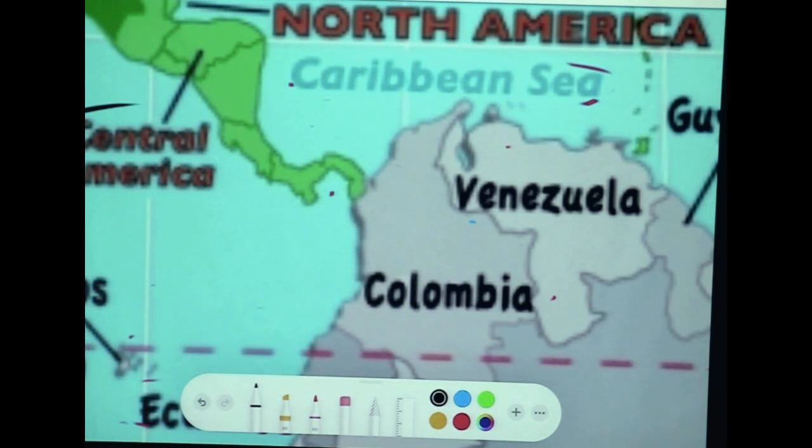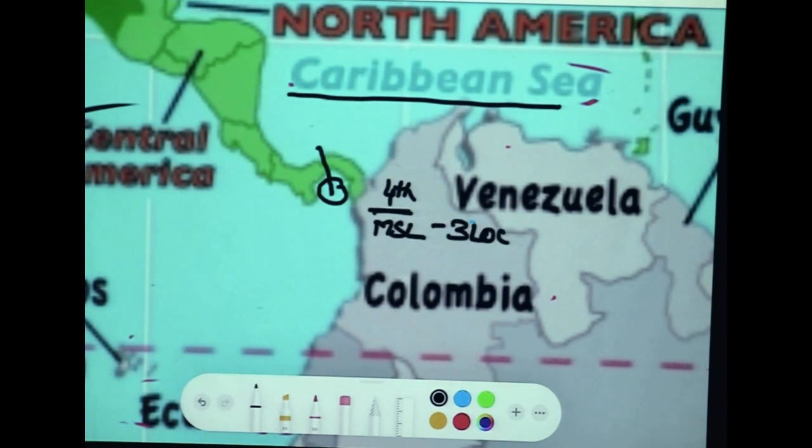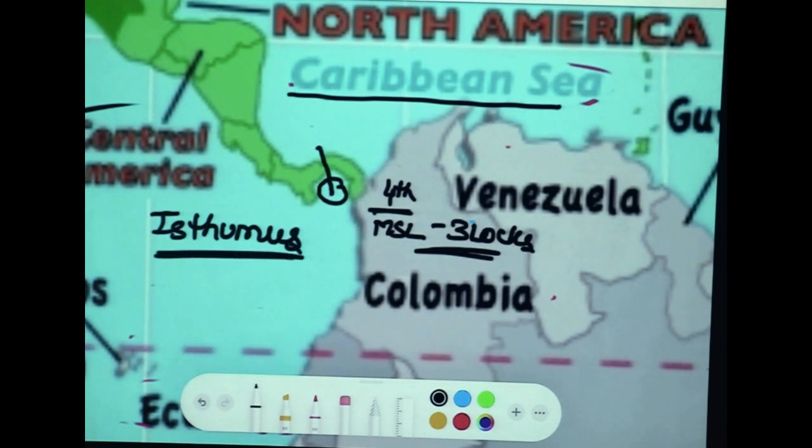If I have to enlarge its characteristics, I will say along the Isthmus of Panama, I have got the Panama Canal that connects the Caribbean Sea with the Gulf of Panama. Right here we have the Gulf of Panama because it is the fourth major trade route of the world which has got elevation above mean sea level and in that order has got 3 locks related to it. So the Isthmus, the narrow arm of land that connects 2 major landmasses, is no longer there because we have created the Panama Canal in place of it.